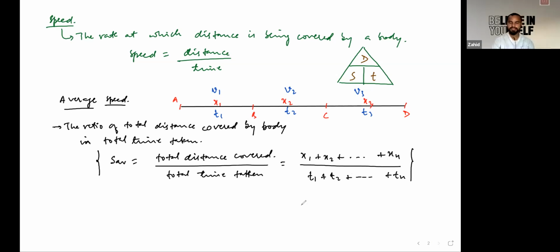Is it clear to you all to this part? Yes, sir. Okay, just write it down. Done, sir.